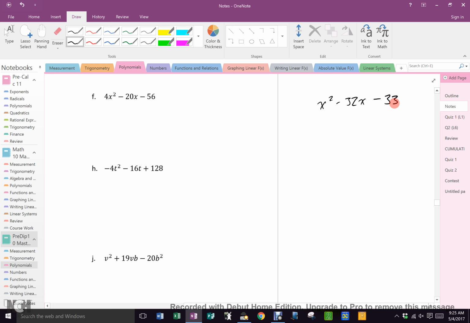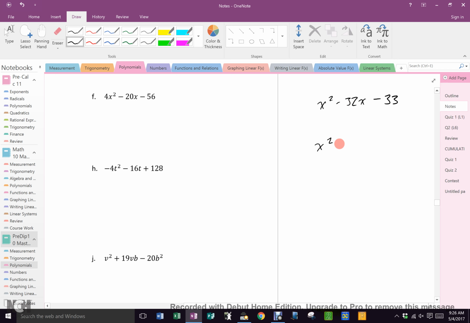There's no factors of 33 that make 32. What are the factors of 33 that make 32? 1 and 33. Kids always forget 1 and 33. That's one that they always forget. Here's the other one they always forget.